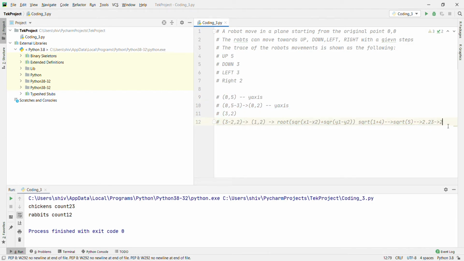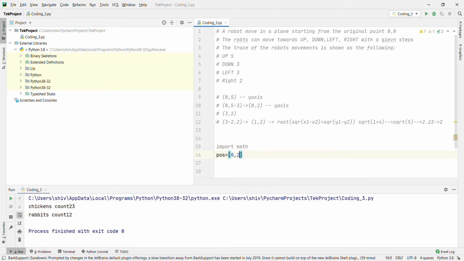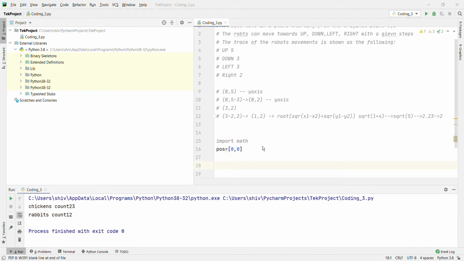Now we are going to write a program for this. First we do import math. After that, what's the starting position we have? 0, 0. So we have the 0, 0 position. Now what are we going to do?